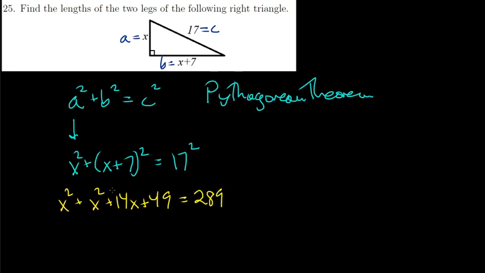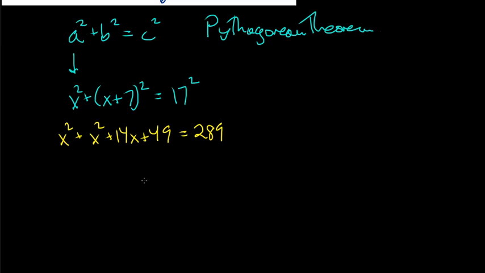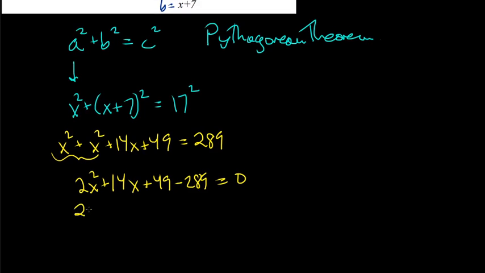Okay. So this is going to be a quadratic equation, right? x squared plus x squared is 2x squared plus 14x plus 49 minus 289. Right, so take away the 289 from both sides. And I think that's going to be negative 240. Sorry. So 2x squared plus 14x minus 240 equals 0.